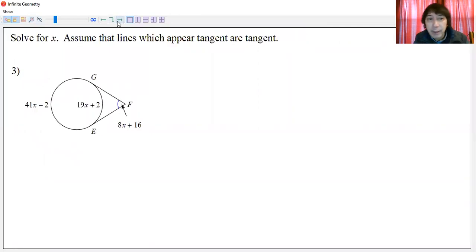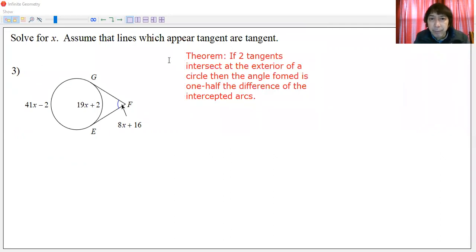Here's the third number. Solve for x. In this problem, we will still use the same theorem. If two tangents intersect at the exterior of the circle, then the angle formed is one half the difference of the intercepted arcs. So it will still be the bigger arc minus the smaller arc divided by 2, and that'll be equal to the angle there.